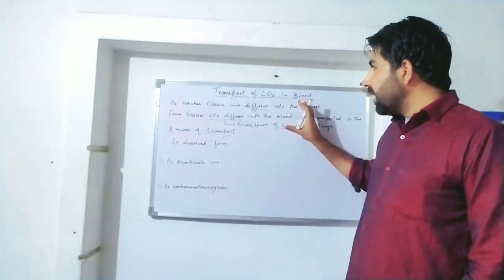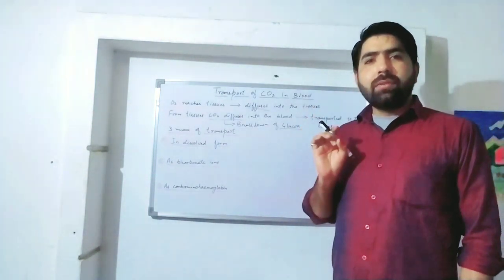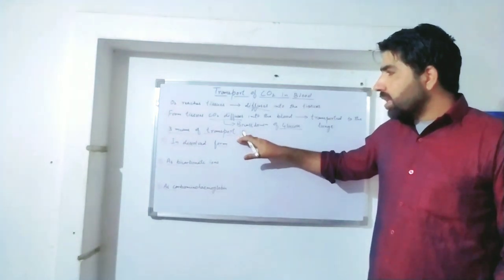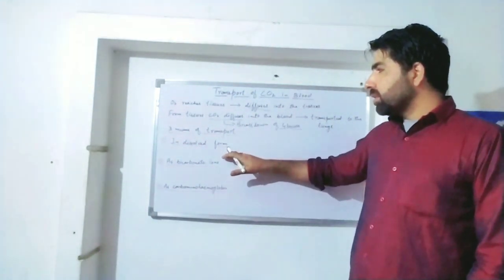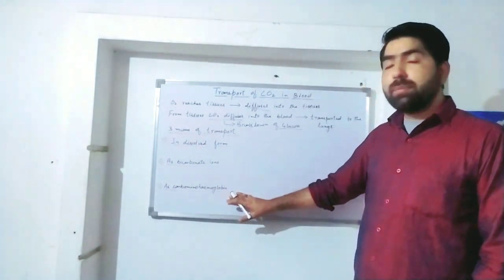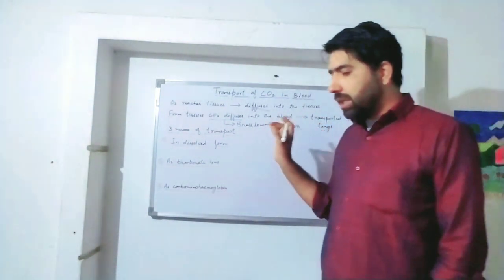First of all, we know that carbon dioxide is a metabolic waste which must be removed from the body, and there are three means by which carbon dioxide is transported through the blood. The first form is the dissolved form, the second is as bicarbonate ion, and the third is the carbaminohemoglobin form. First of all, we will learn about the dissolved form.